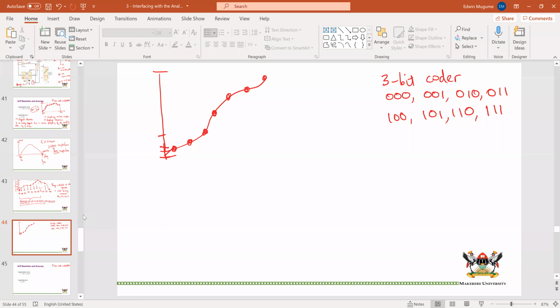1, 2, 3, 4, 5, 6, 7, 8. So these levels will be 000, 001, 010, 011, 100, 101, 110, and 111. Now you should note that in the scheme I'm using, the quantization levels are the same, so the size of these steps is the same. Although here you can see there is a difference, because obviously I'm not accurate, we should remember that these are the same.